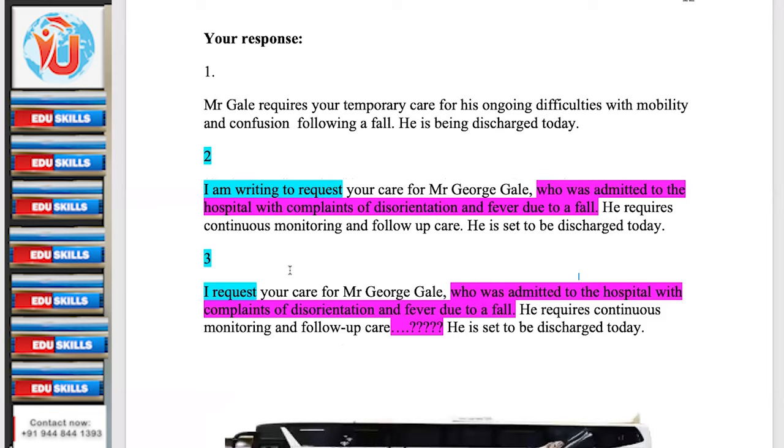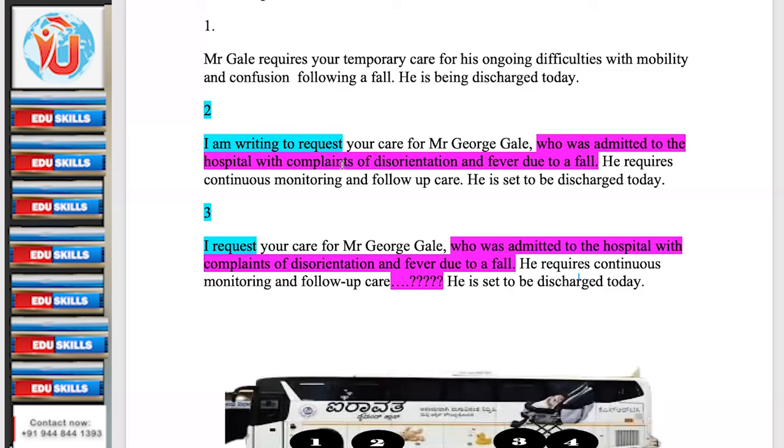Second one: "I am writing to request your care for George Gale, who was admitted to the hospital with complaints of disorientation and fever due to a fall." See, admission details and the complaints reported are not required in the introductory paragraph because you are discharging the patient. What is the situation over there? You have the final diagnosis and what follow-up care is required. So never write these details given in the red.